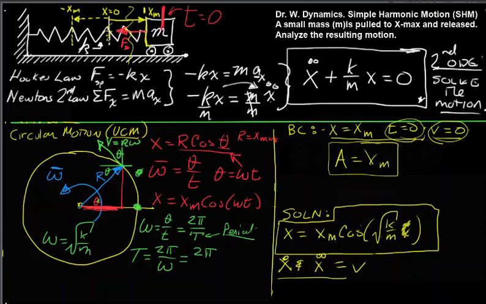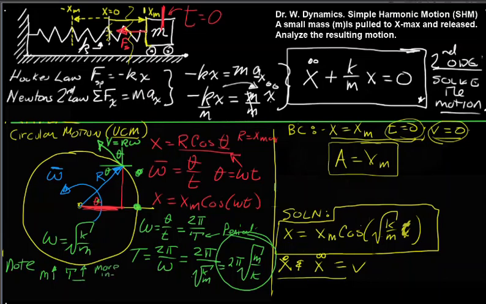So this will be 2π√(k/m), which is 2π√(m/k). Notice here that as m goes up, the period goes up, not linearly, but it increases. That's more inertia, and the system is more sluggish in a sense. And as k goes up, the period goes down, and that's because the restoring force is larger. Also note that it's independent of x max.